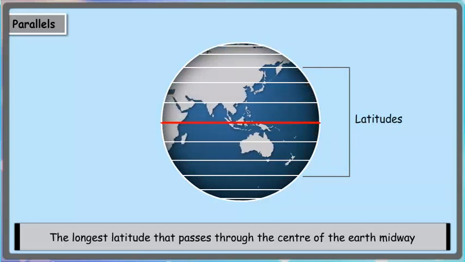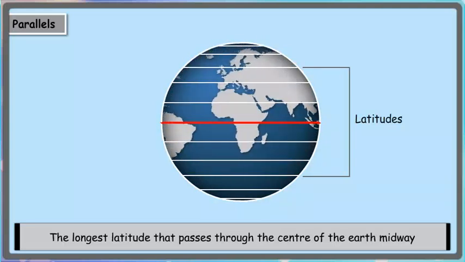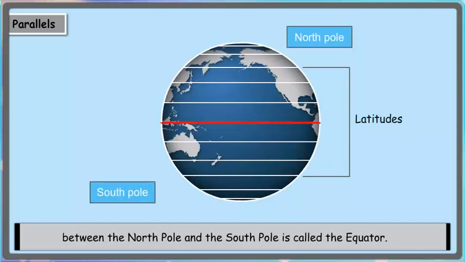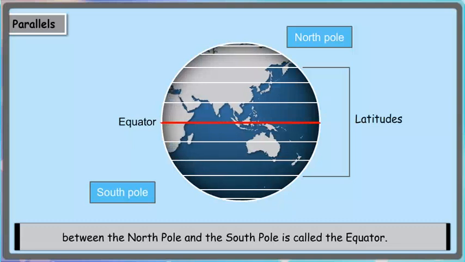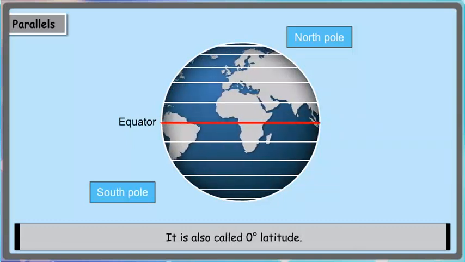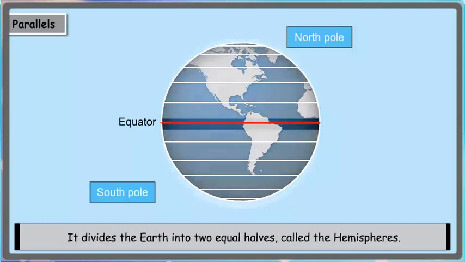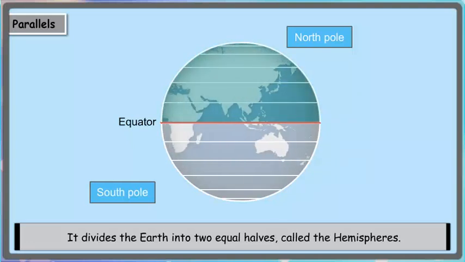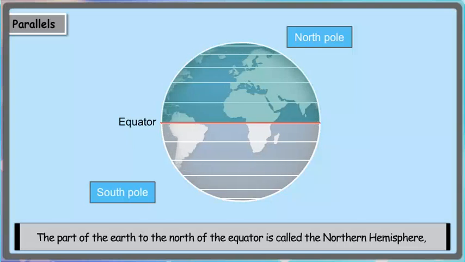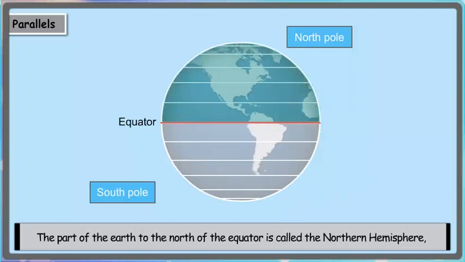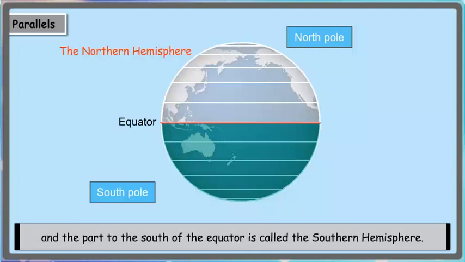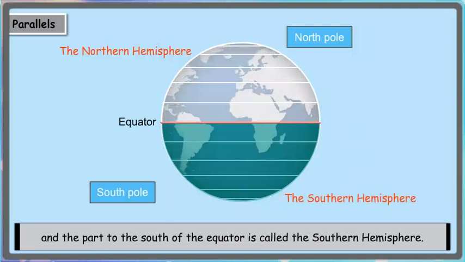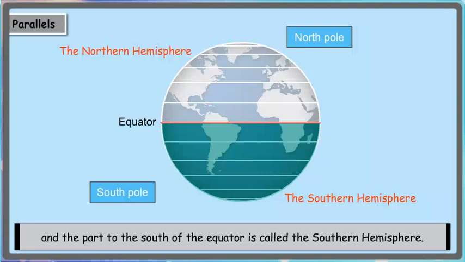The longest latitude that passes through the center of the Earth midway between the North Pole and the South Pole is called the equator. It is also called 0-degree latitude. It divides the Earth into 2 equal halves called the hemispheres. The part of the Earth to the north of the equator is called the northern hemisphere, and the part to the south of the equator is called the southern hemisphere.